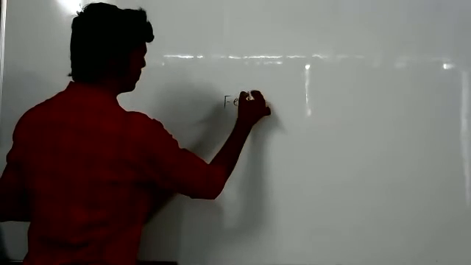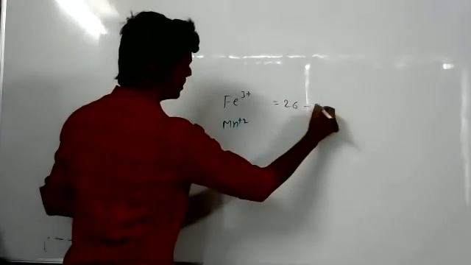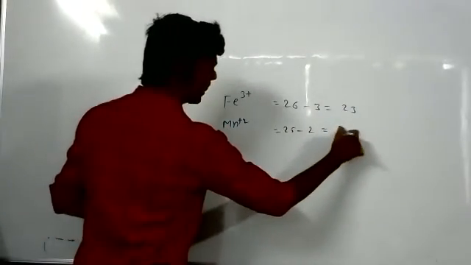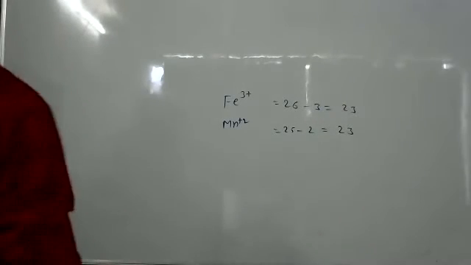Yes, sir. Read question number 61. The pair of ions having the same electron configuration is, I think it's B, Fe3+ and Mn2+. If the number of electrons is the same, obviously the electronic configuration is also the same. The atomic number of iron is 26, it lost 3 electrons, so we have 23. Mn, atomic number 25, lost 2 electrons, so it has 23. Both have the same number of electrons, so the same electronic configuration. So option B.